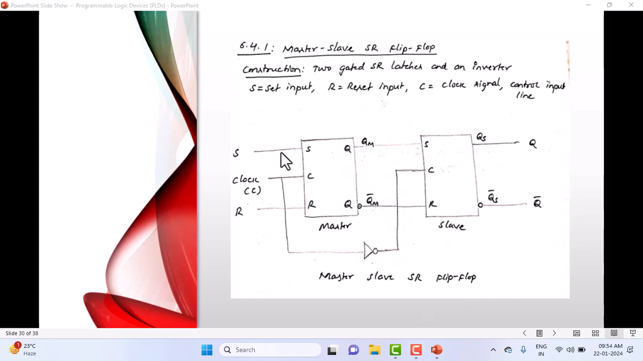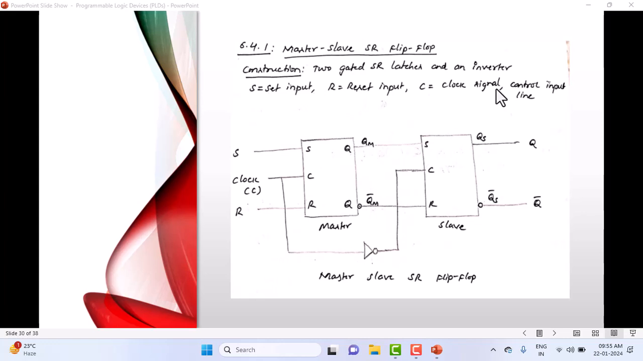As you can see here, S is called set input, R is called reset input, C is the clock signal, and now we are using level based triggering. It's not edge based triggering. As I told you, flip flops can be classified into two types. One is level triggered, the other one is edge triggered. Edge means only when the falling edge or rising edge comes, the flip flop is going to change its state. Such kind of flip flops are called edge triggered flip flops.